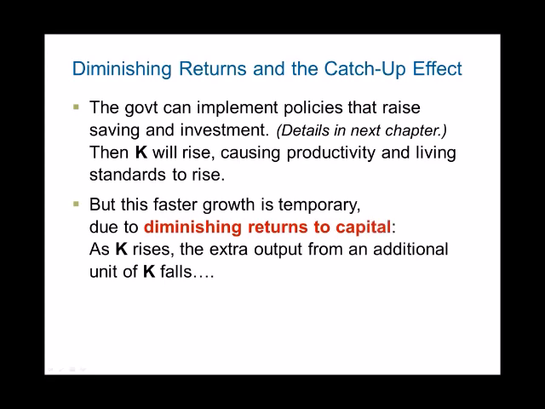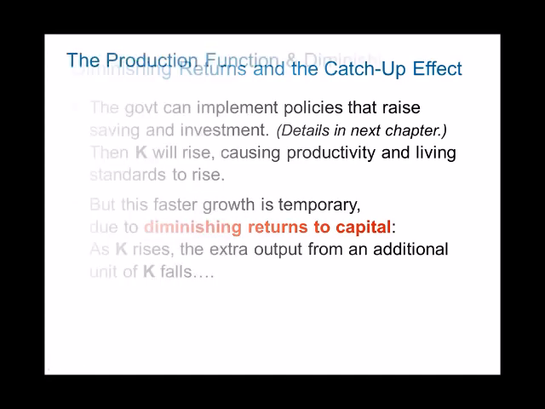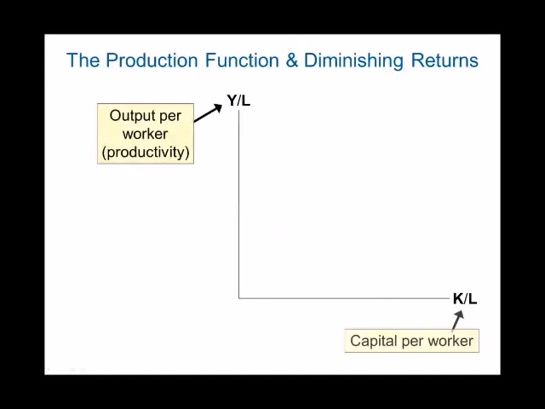However, this growth is temporary because of something called diminishing returns to capital. If you don't have much capital and you give somebody some capital, the productivity will go up a lot. But then if you keep on giving that person more and more capital, the increases in productivity will get smaller and smaller. And this is called diminishing returns to capital.